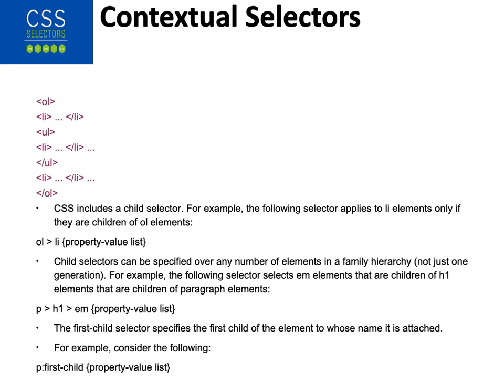CSS includes a child selector. For example, the following selector applies to LI elements only if they are children of OL elements. LI is list item, and OL stands for ordered list. So OL greater than LI. Instead of a space, we are using a greater than symbol for specifying the child or children, followed by the property value list. So this selector applies the style only to list items of OL elements.